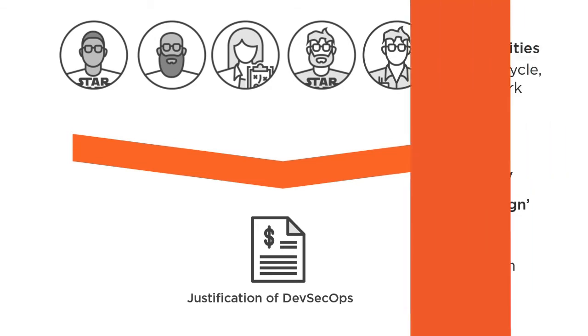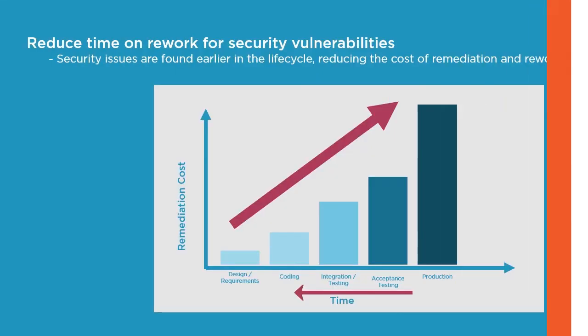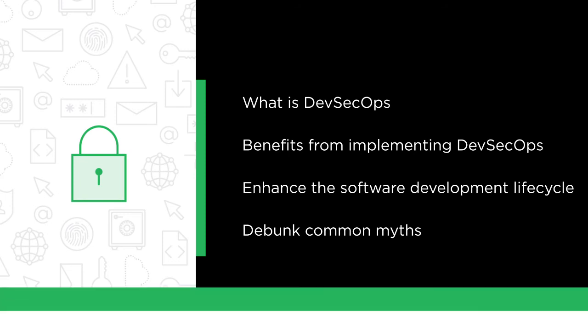After completing this course, you will understand the major concepts of DevSecOps, how it enhances the DevOps process, and how it empowers developers. In this course, you're going to learn what is DevSecOps, including the DevSecOps Manifesto. What are the benefits from implementing DevSecOps? How DevSecOps can enhance a typical software development lifecycle, and how developers gain more control and become empowered. You will also learn the difference between fact and fiction when we debunk some common DevSecOps myths.